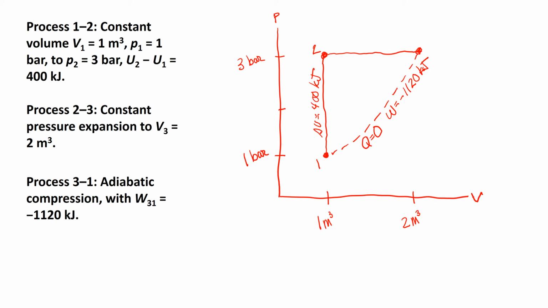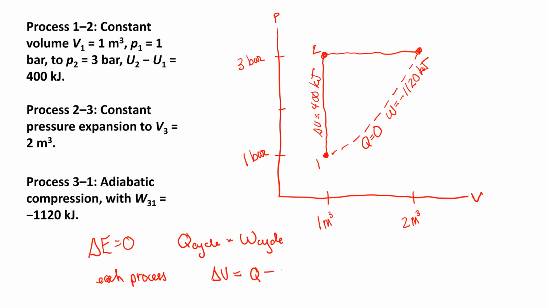And again, because we have this entire thermodynamic cycle, we know that the change in energy over the entire thing is equal to 0. And so Q for the cycle equals work for the cycle. We also know that there are no changes in kinetic or gravitational potential energy, so for each process, the change in internal energy is equal to Q minus W.